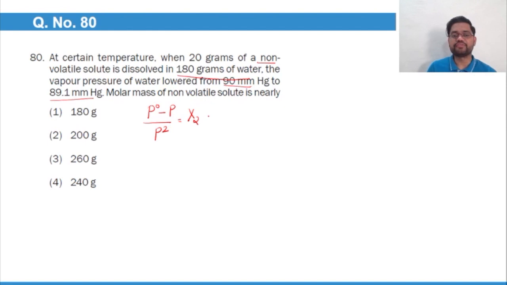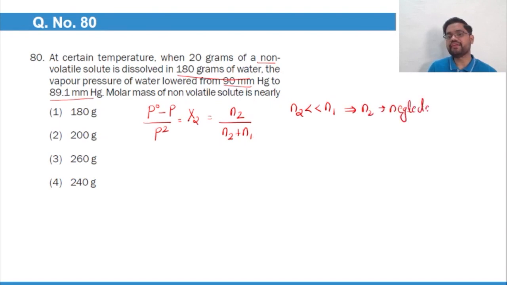Let us take this thing as X2. So that will be equal to what? Mole fraction, N2 upon N2 plus N1. From this, I can clearly say that N2 is much less than N1. That's why N2 can be neglected. You can calculate the value, but still we can neglect it.